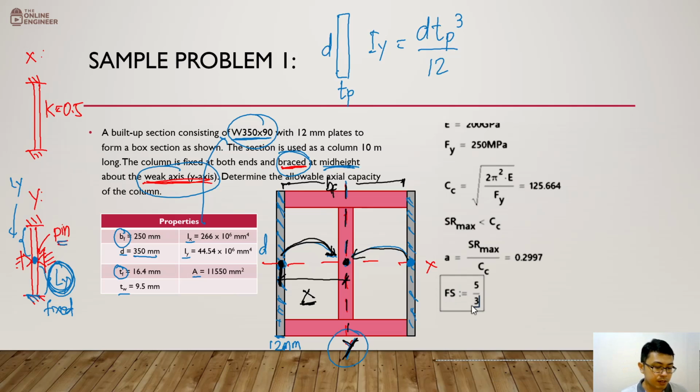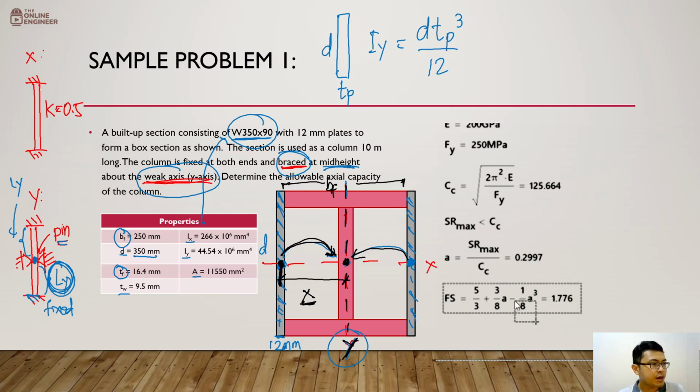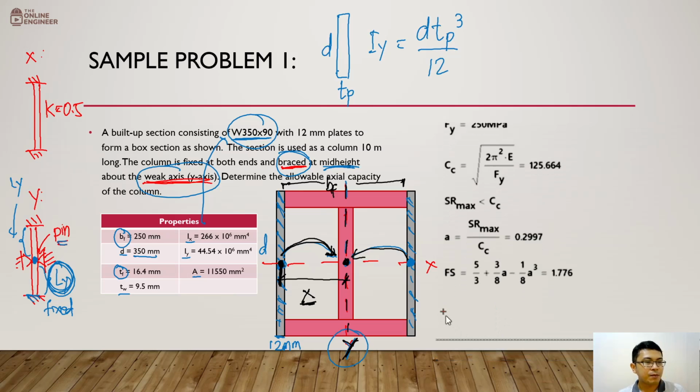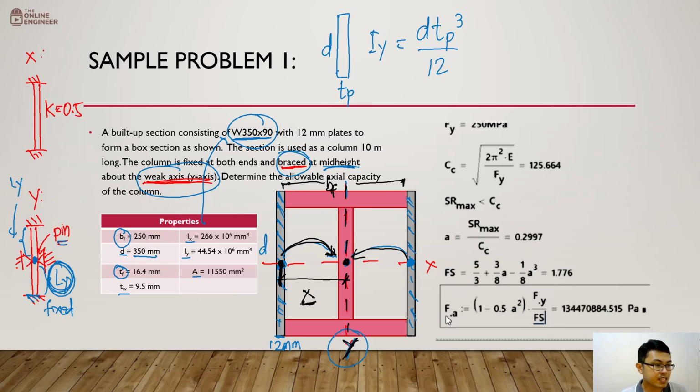The next step is to solve for what we call the factor of safety. The formula is 5/3 plus 3/8 times A minus 1/8 times A cubed. And the answer for this is 1.776. Okay, so that's our Fs. Now, what do we do next? We now come to the point where finally we're going to solve for the allowable stress for this column. And that would be Fa, now have 1 minus 0.5 A squared, times Fy over Fs.